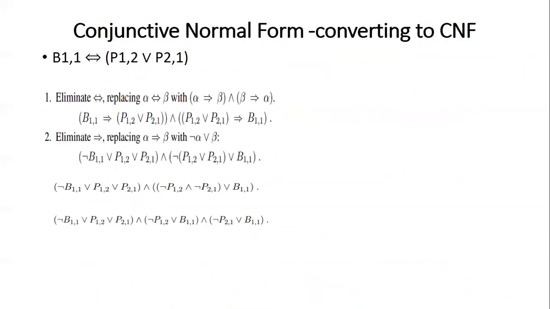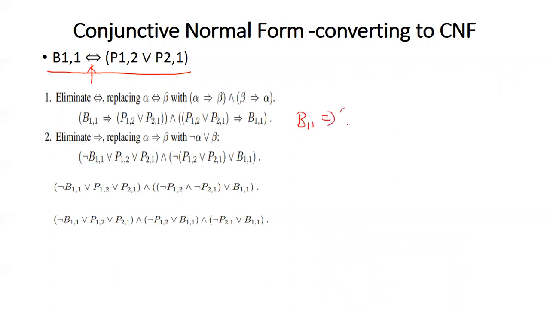Okay. Fine. So let us discuss one example for converting a sentence to conjunctive normal form. Let us consider this sentence: B11 bidirectional, pit in 1 comma 2 or 2 comma 1. Now this sentence includes bidirection. So before applying resolution, it should be in conjunctive normal form. So first we are going to remove this bidirection.